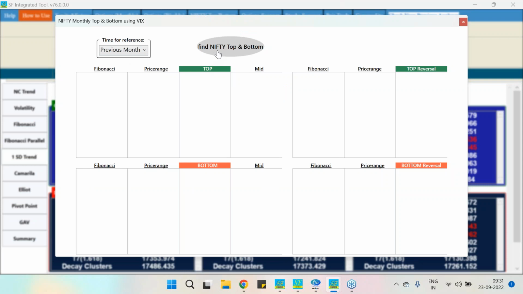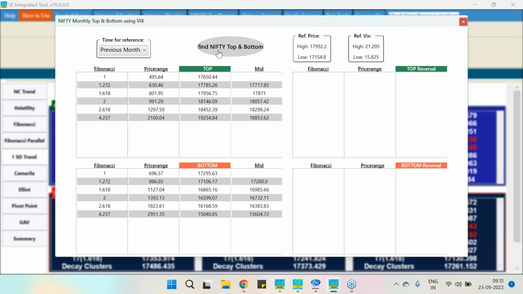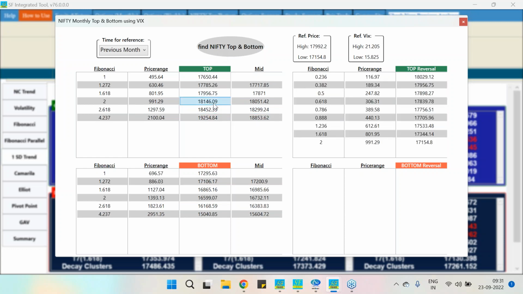For the monthly top and bottom, what I suggested to you and told you in the last session also: we have almost 17,146. This is the level from where the retracement started. I have told you we are in the retracement phase; we are not in the bottom formation phase.